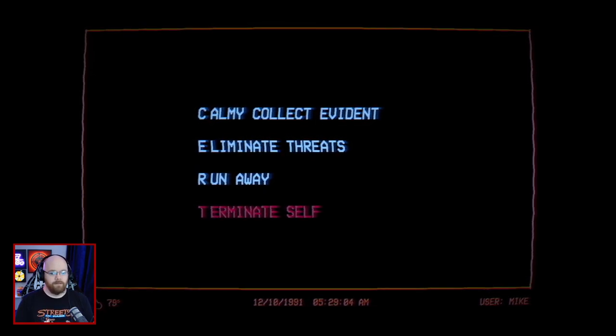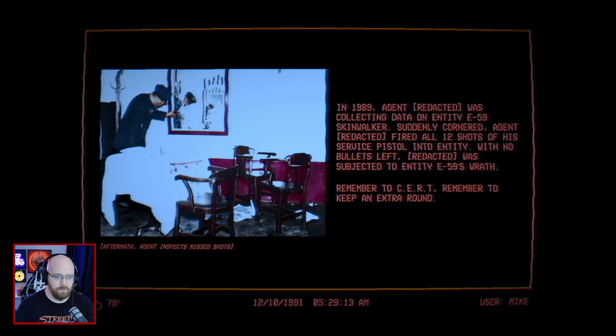Let us look at an example where an agent didn't follow the principles of CERT. In 1989, Agent Redacted was collecting data on Entity 59 Skinwalker. Suddenly cornered, Agent Redacted fired all 12 shots of his service pistol into Entity. With no bullets left, Redacted was subjected to Entity 59's ref. Remember to search. Remember to keep an extra round.